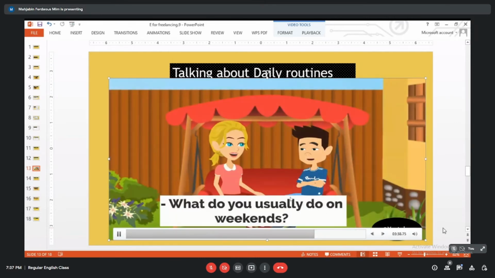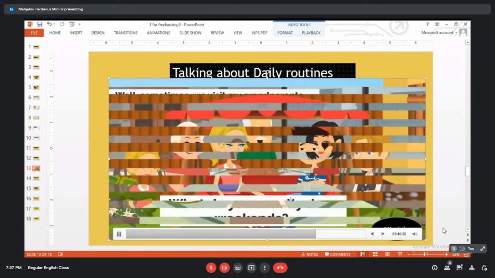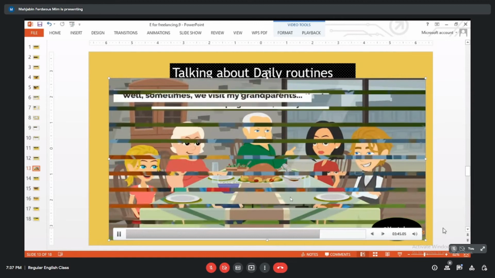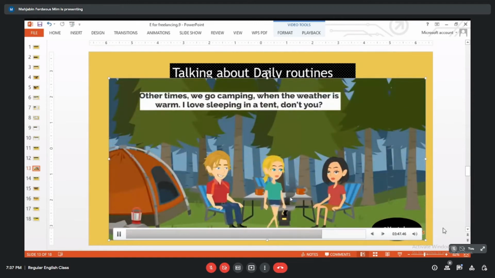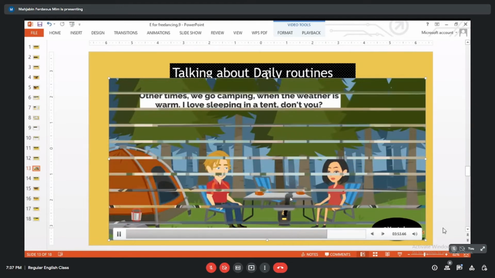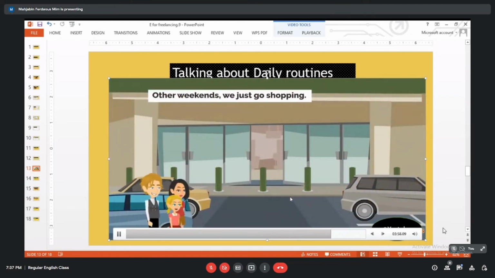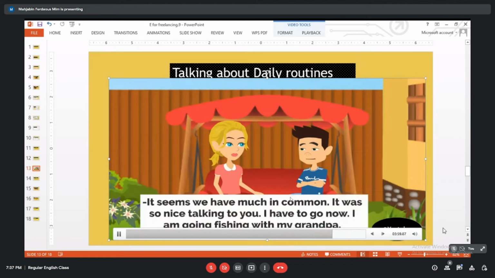What do you usually do on weekends? Well, sometimes we visit my grandparents. Other times we go camping at resort. I love swimming out. Don't you? Yes, I do too. Other weekends we just go shopping. It seems we have much in common.